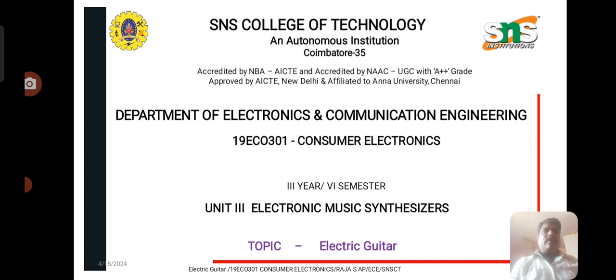In this YouTube video, we are going to see the 19ECO301 Consumer Electronics subject under Unit 3, Electronic Music Synthesizer, the topic Electric Guitar. In the previous YouTube video under Unit 3, we discussed the use of consumer electronics in the music field, that is how the drums work, how a digital computer works for recording and reproduction, and how a normal projector is used for telecasting the output. This YouTube video fully describes the electric guitar.